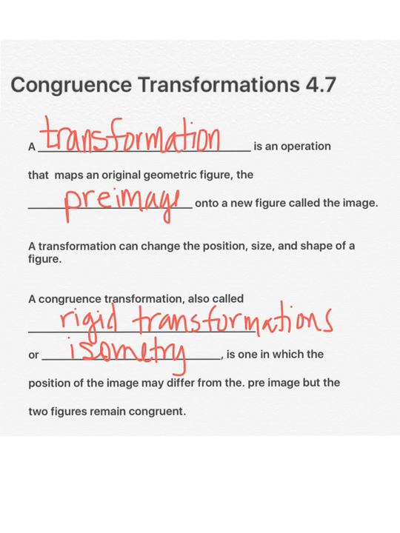Congruence transformations, lesson 4.7. A transformation is an operation that maps an original geometric figure, the pre-image, onto a new figure called the image. A transformation can change the position, size, and shape of a figure. A congruence transformation, also called a rigid transformation or isometry, is a transformation in which the position of the image may differ from the pre-image, but the two figures remain congruent.